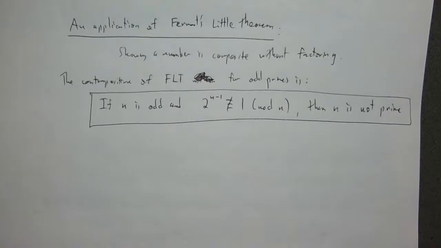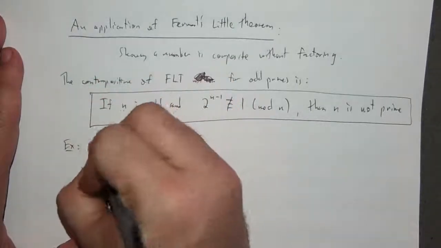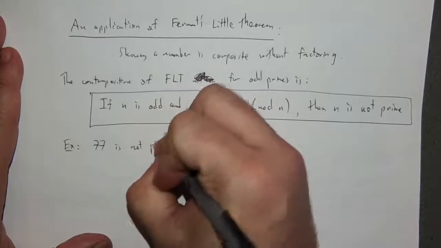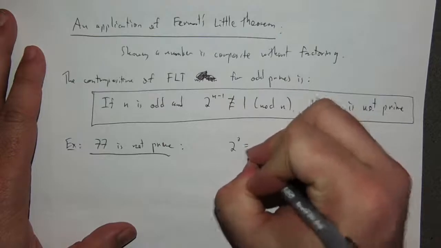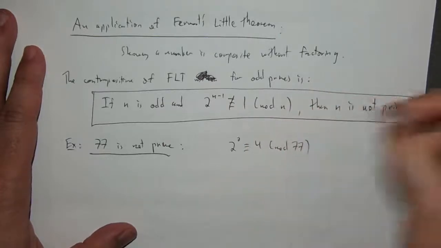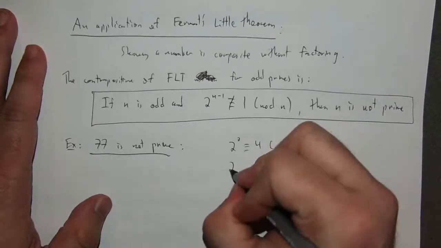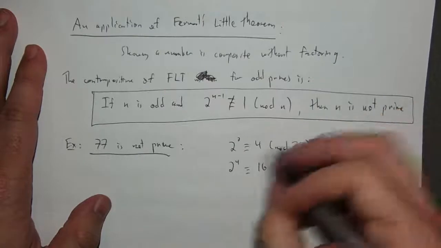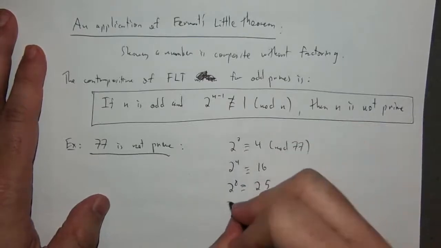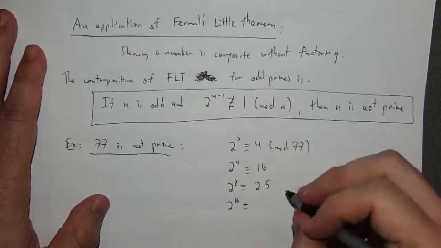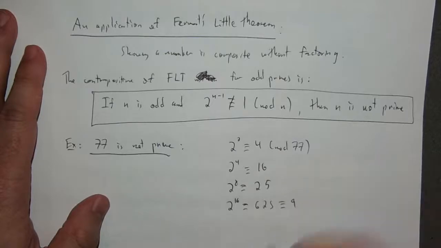So you can actually use this to show some pretty large numbers are not prime. So, example: 77 is not prime. Now, before I know what you're going to say, 77 is tiny, right? Of course, I don't need any help showing that 77 is not prime, but how would you do this? You'd say, okay, 2 squared is congruent to 4 mod 77. Then 2 to the fourth is congruent to 16 mod 77. 2 to the eighth is congruent to 16 squared, which turns out to be 25 mod 77. And 2 to the 16 is congruent to 625, which is congruent to 9 mod 77.